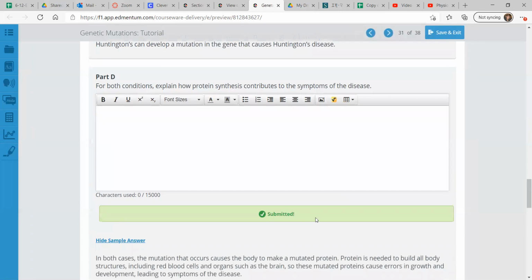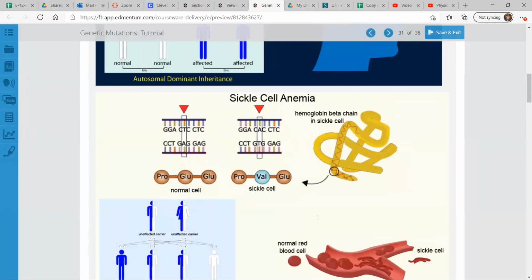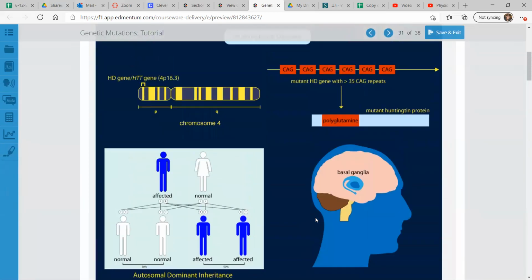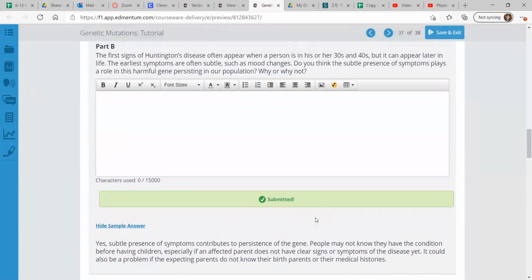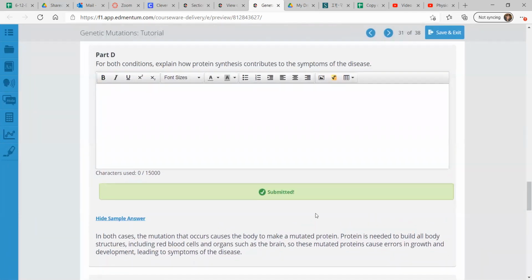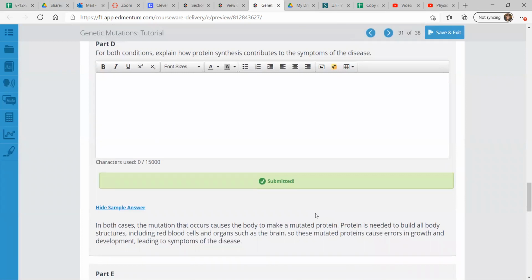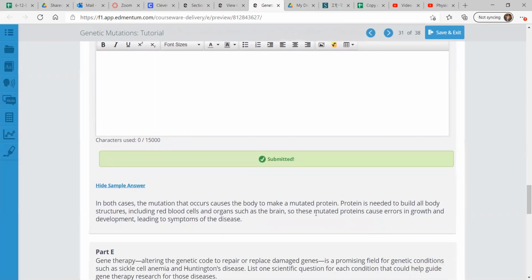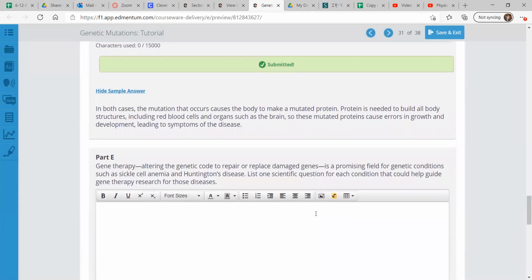For both conditions, explain how protein synthesis contributes to the symptoms of the disease. If you go back to these pictures, you'll use those to explain for each case. In both cases, the mutation that occurs causes the body to make a mutated protein. Protein is needed to build all body structures, and that includes red blood cells and organs like your brain. So these mutated proteins cause errors in growth and development, leading to symptoms of the disease.